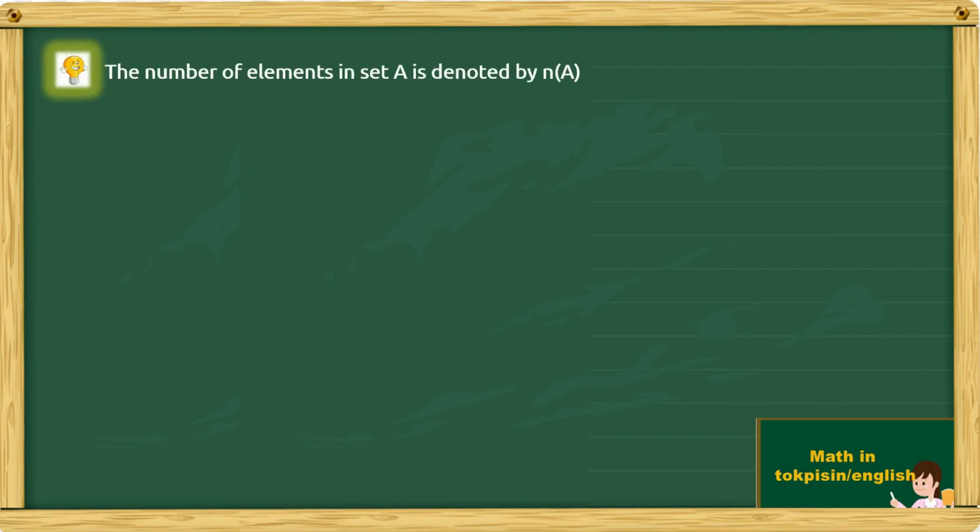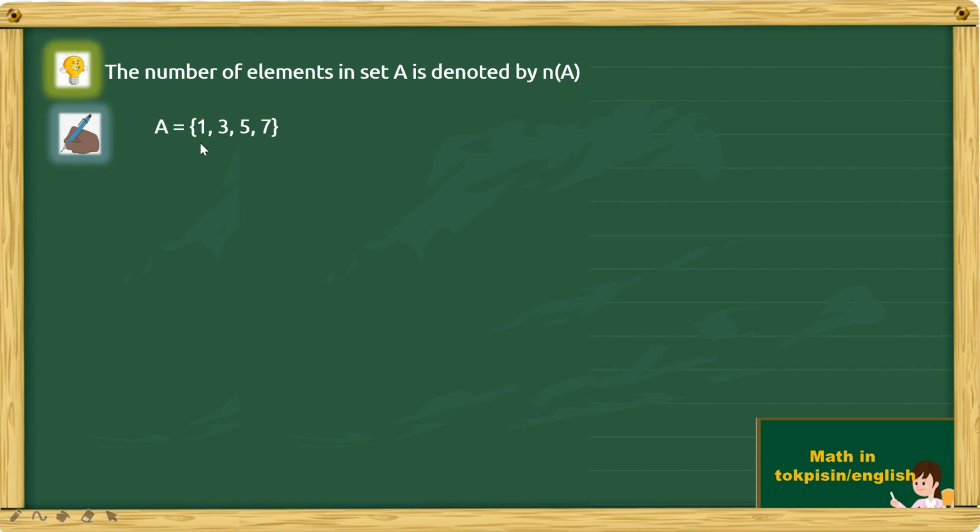Now, the number of elements in a set is denoted by n of, for example, A. So the number of elements in set A, we will say n of A. If we say the number of elements in set B, then we will say n of B. But how do we calculate or know how to count the number of elements? It is simple. Let's look at this example.